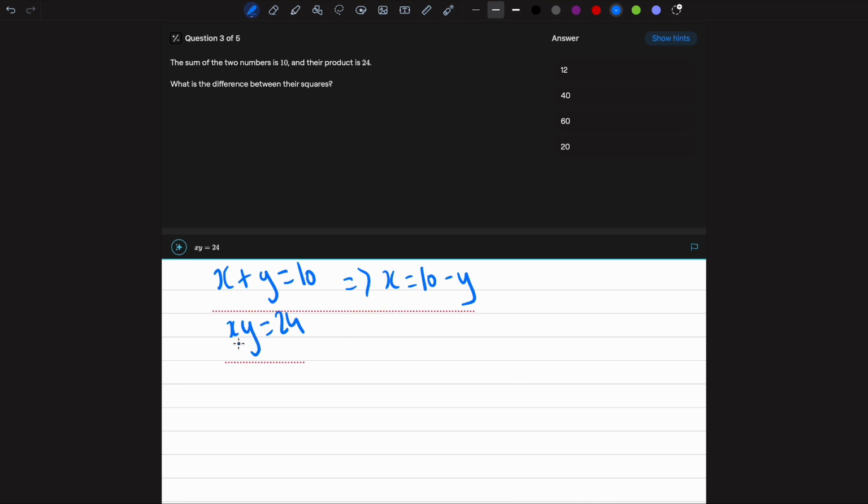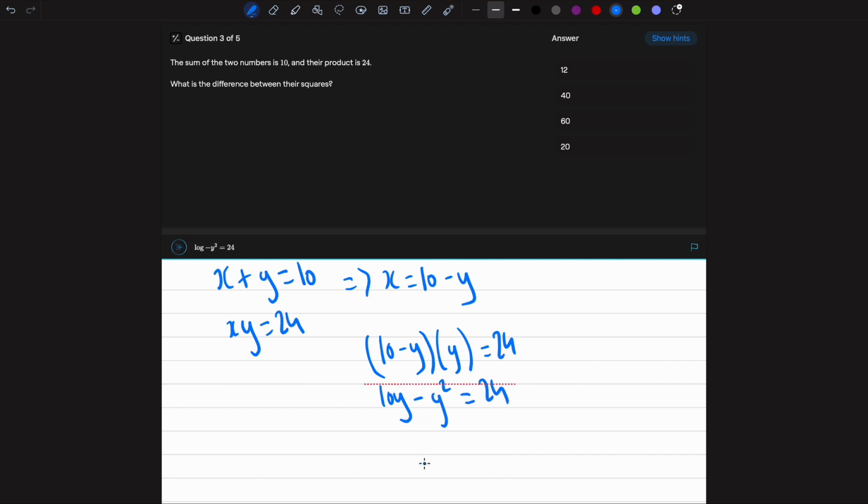And I can put that for x right here. So I can have 10 minus y times y is equal to 24, because instead of x, I just have 10 minus y. Okay, now what do I get? I do 10 times y, so I have 10y, and then minus y times y is minus y squared. So I have 10y minus y squared is equal to 24.